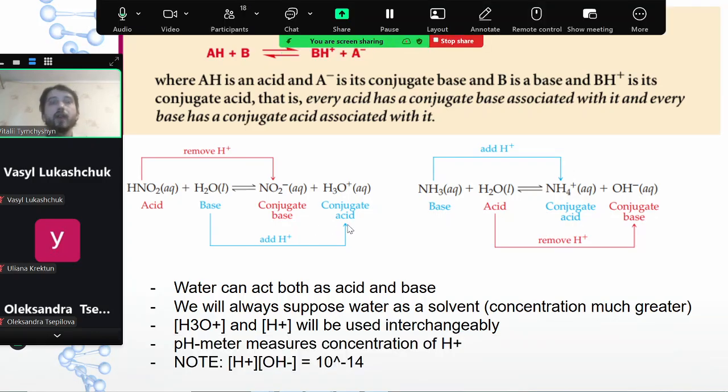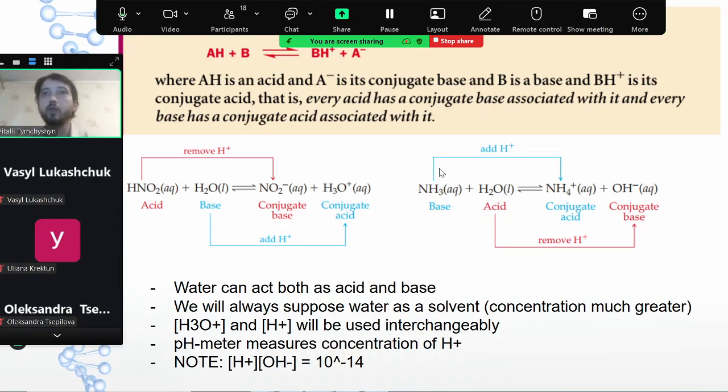I guess we'll use that a bit later. Now here is an example of water acting both as acid and as a base. It can do both. So here we have acid HNO2. It transfers its proton to water and we get hydronium ion H3O+, and it is transformed into conjugate base NO2-. Here water worked as a base. Why? Because it has accepted one proton.